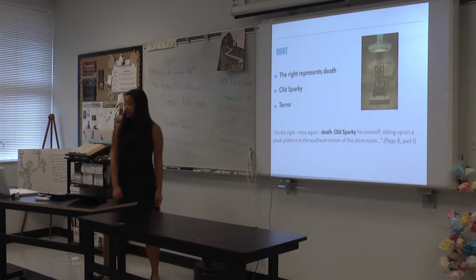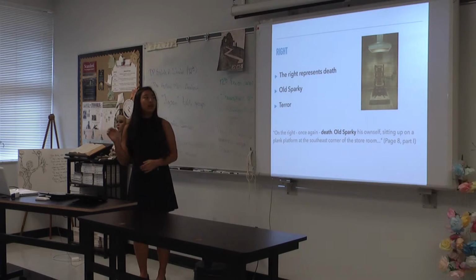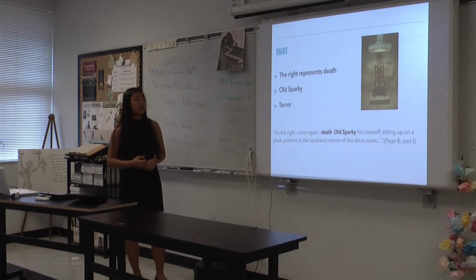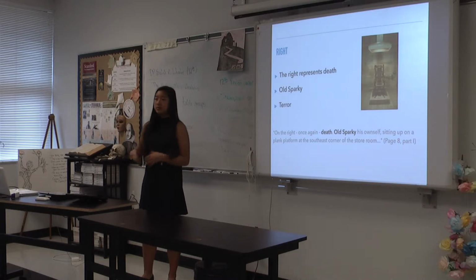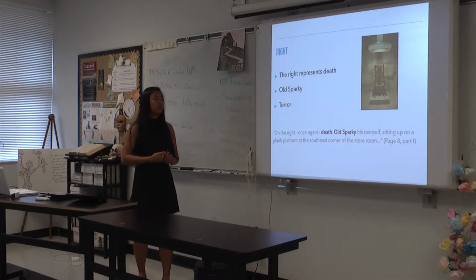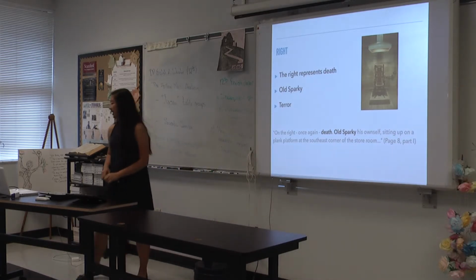On the right represents death, because on the T-junction of E block, when you turn right, you see Old Sparky. And it's also connotated with terror because of the prisoners. They're sitting there with their last few minutes of life, and it's horrifying. So again, on the right is death, which is Old Sparky himself.